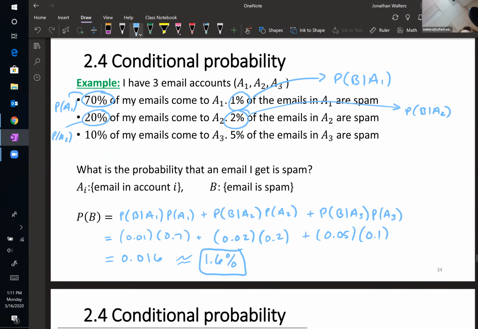So about 1.6% of my email is spam. So that's a good example to look at. I like that one. Just introduce this idea of total probability.